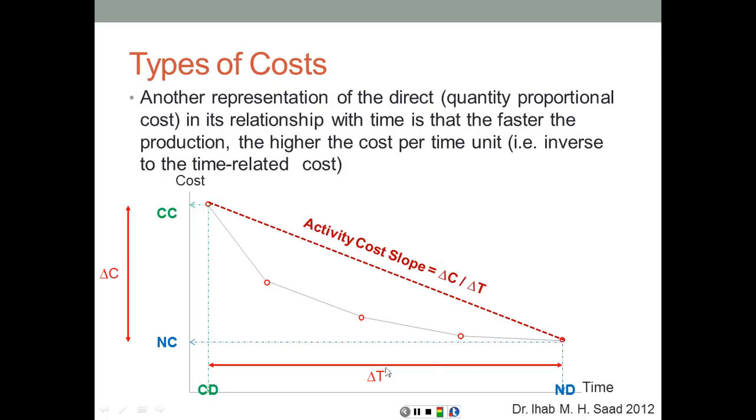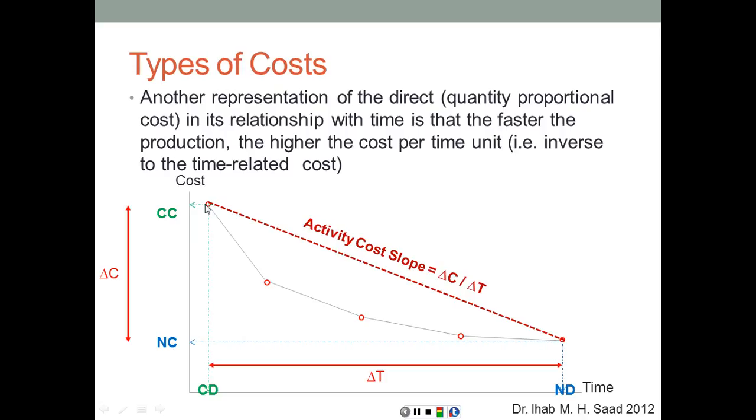So basically what we have on the horizontal axis here, the difference between the normal duration and the crash duration, is going to be called delta T, or difference in time. That's the difference between normal duration and crash duration, which can also be referred to as the compressibility of the activity. This is the amount of time by which the activity can be compressed. And on the vertical axis, the difference between the crash cost and the normal cost is going to be the delta C, or difference in cost. So of course crash cost is going to be higher than normal cost.